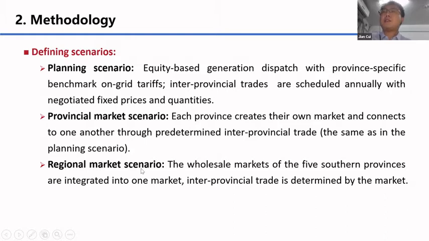In the regional market, the interprovincial trade is also considered in the market and determined by a common regional market. So in the provincial market, we have separate system operators in each province. And in the regional market, we have a common system operator to dispatch the generation through a market mechanism.